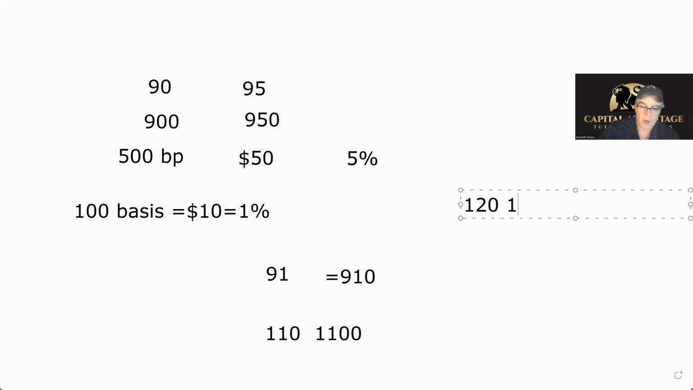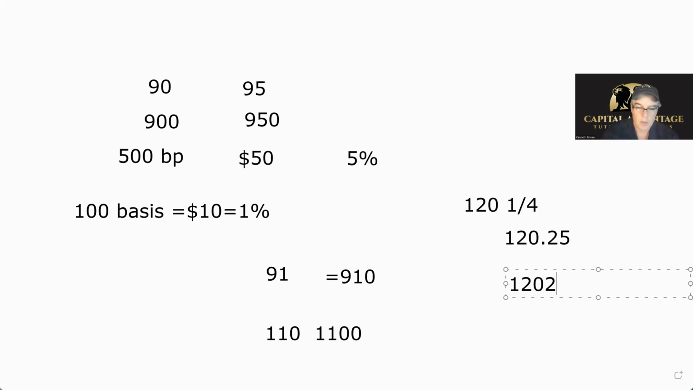120 and a quarter. Oh, great. I got to make myself do math, right? So it's going to be 120.25. So this should be $1,202.50. That's what 120 and a quarter means. Okay. So that's all we're doing. Again, all we're doing is trying to match it up. You have to get in your head, it's a percentage of par. And these are all term bond quotes, term bonds. Hope that helps.